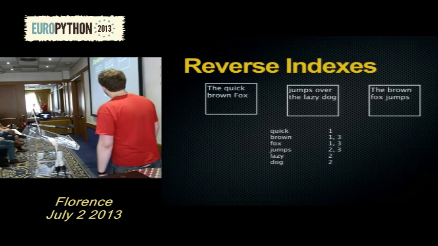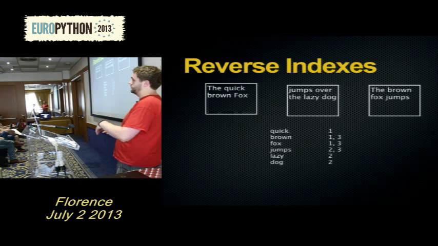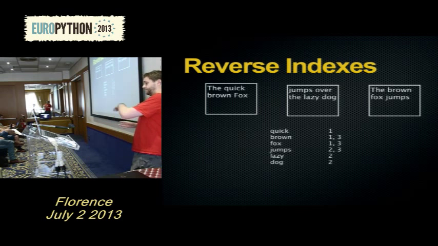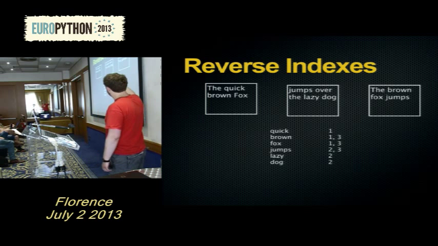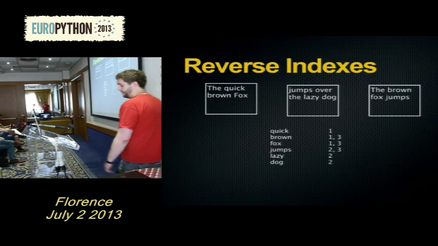So you can see that the reverse index, rather than being a document ID containing all the words, is all the words containing all the document IDs that have that word. So you can see quick is in document 1, brown is in 1 and 3, fox in 1 and 3, jumps in 2 and 3, lazy in 2, dog in 2.